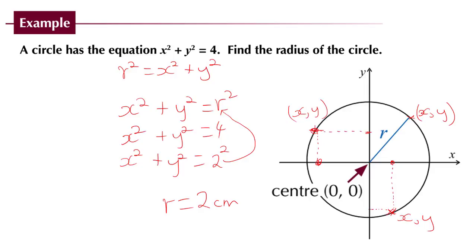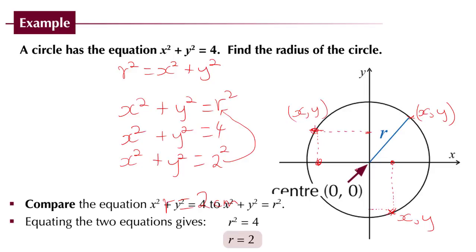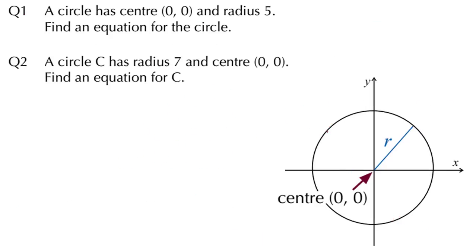They're not asking what x and y are. They're just asking what r is. So I want to use the very same method now to find the equation of these circles. Remember, the equation of the circle is in the form x squared plus y squared equals r squared. Remember that. So pause the video and try question 1 and question 2.